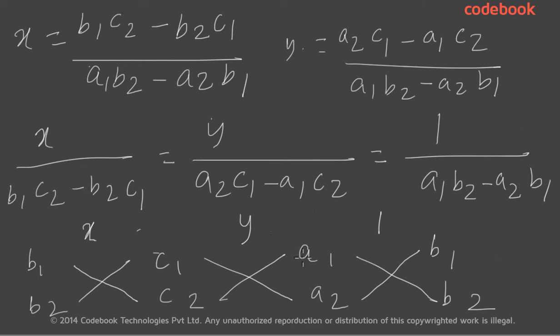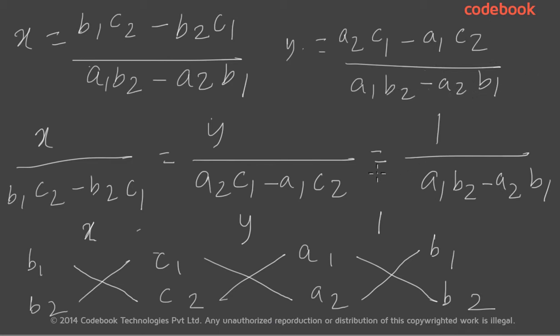When you are given two equations and asked to find the values of x and y, you can simply apply this expression to find them. So x is nothing but B1 C2 minus B2 C1 by A1 B2 minus A2 B1, and similarly y is equal to A2 C1 minus A1 C2 by A1 B2 minus A2 B1.